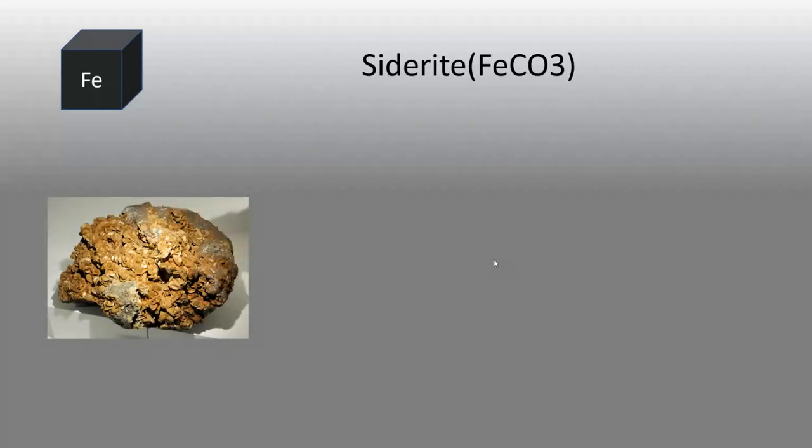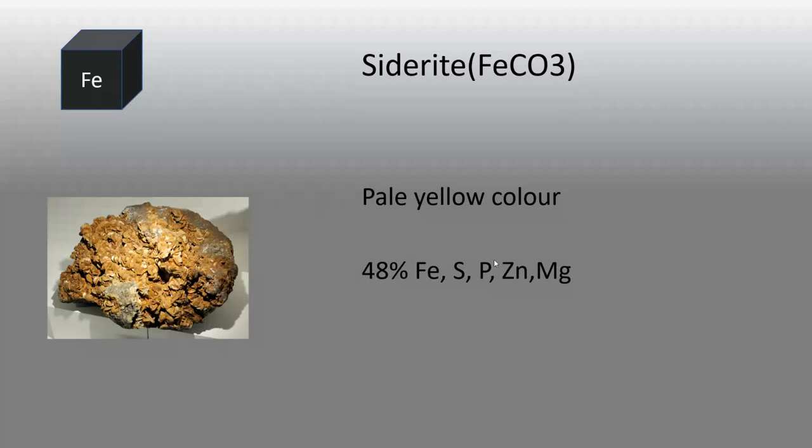The next ore of iron is siderite. Siderite is iron carbonate, FeCO3. Its color is pale yellow, as you can see in the picture, and this yellow color is basically due to the presence of sulfur. Whenever you see a yellowish color in some ore, just note that there is some amount of sulfur present in it. In siderite there is 48% iron, and the remainder is sulfur, phosphorus, zinc, and magnesium. So the third is siderite, FeCO3.